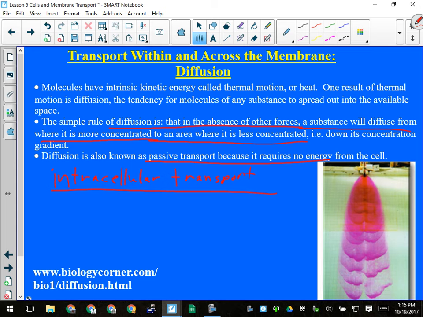All right? So diffusion's inside the cell. It can transport anything. It's good over small distances. It's not very fast. It's not targeted. Okay? Those are kind of the things we need to remember about diffusion.